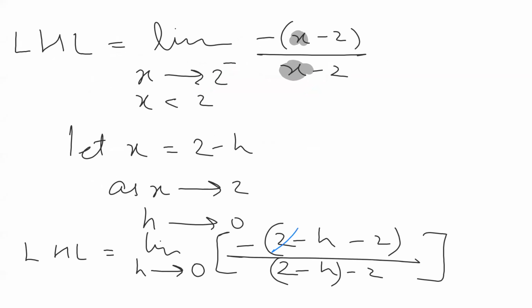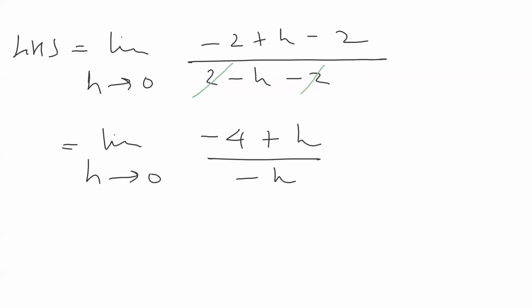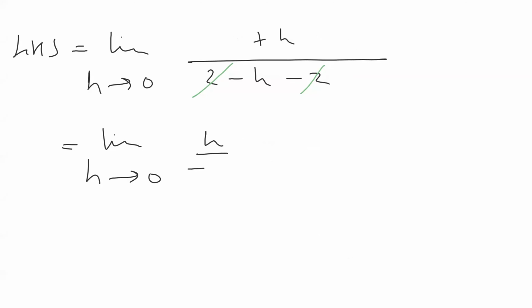Okay. So here 2 and 2 will go. So we'll be left with plus h in the numerator. Okay. And down 2 and 2 is obviously gone. So this will be h upon minus h, that is minus 1. Okay. So the left hand side limit is minus 1. Let us go to the right hand side limit.